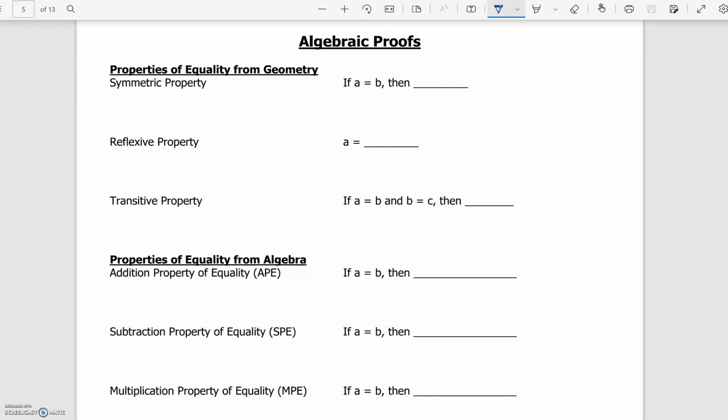Symmetric property. When things are symmetrical, we can kind of flip them over a line of symmetry. So this would be the B over here and then the A. So you can kind of notice that it basically just is flipped.